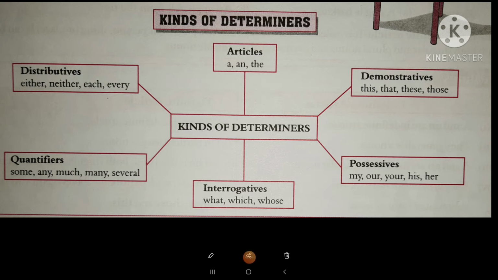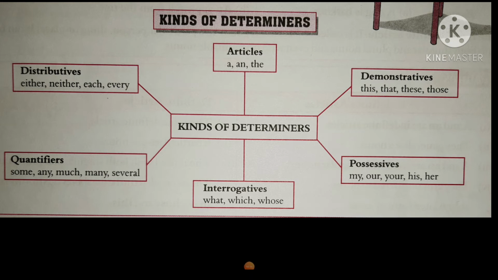And one more thing is there: this and that we can even use before uncountable nouns. For example, if I am saying, this water is clean, here water is an uncountable noun. Next, that cloud is floating away. Cloud is again an uncountable noun. So with uncountable nouns also we can use this and that. This will be used with the nearby object and that will be used with the far away object.